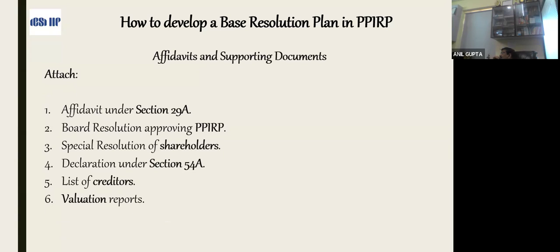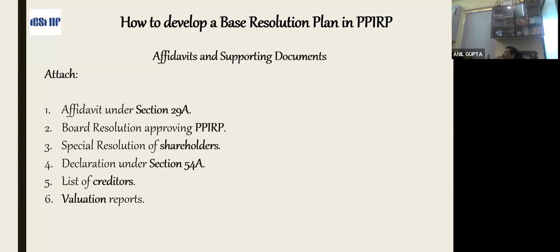Affidavit under Section 29A. So the corporate debtor has to confirm that there are no criminal cases or willful defaulter status and the like. The board resolution approving the PPIRP. So the board resolution is also required before initiating the PPIRP by the corporate debtor. Not only that one, a special resolution of the shareholders. This shareholders' approval is also required in PPIRP.